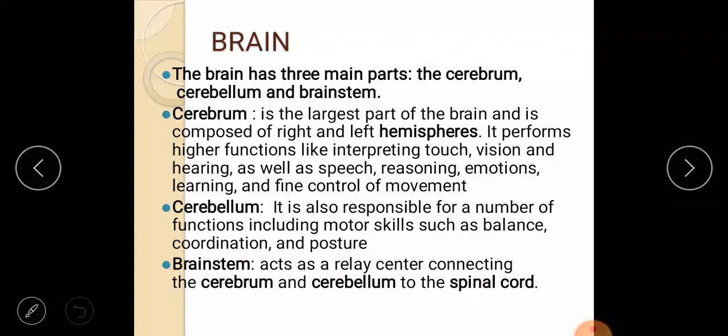Cerebellum is the second largest part. It is also known as the little brain. It is responsible for a number of functions, including motor skills such as balance of the body, maintaining the posture of the body, and also helps in coordination.